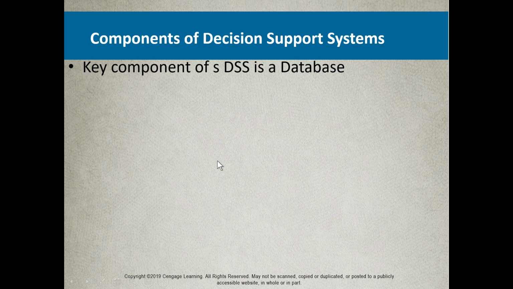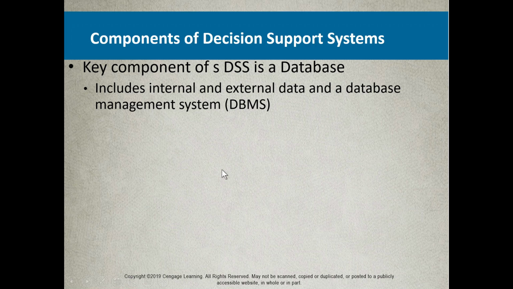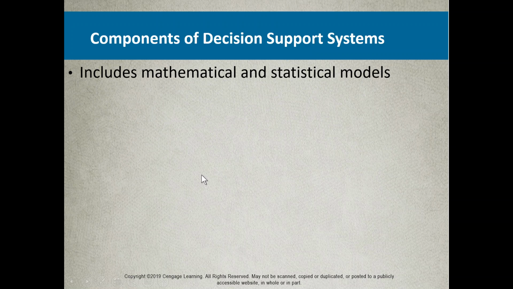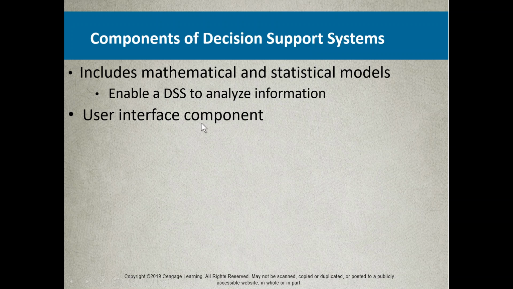Okay, so carrying on, some of the other key components of a decision support system is the database. Of course, data is massive. We've talked about data so much in this program. Our database management system is one of the key fundamental components of any large management information system. It enables the DSS to perform data analysis. Without data, how do you have analysis? You've got nothing to analyze. So without data, no analysis. That's just obvious. All right. Includes mathematical and statistical. We've talked about that. And it enables the decision support system to analyze information. Of course, that's one of its key functions.